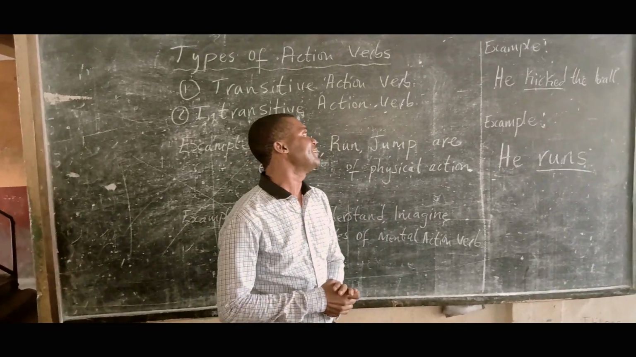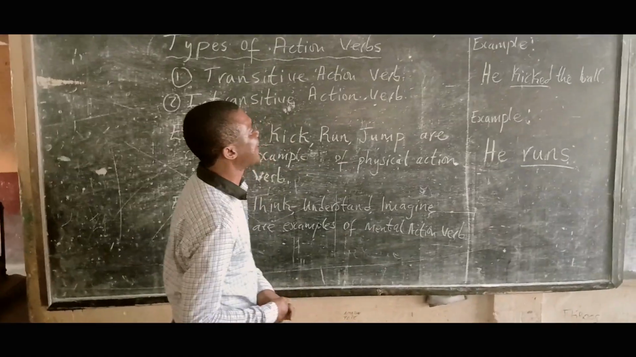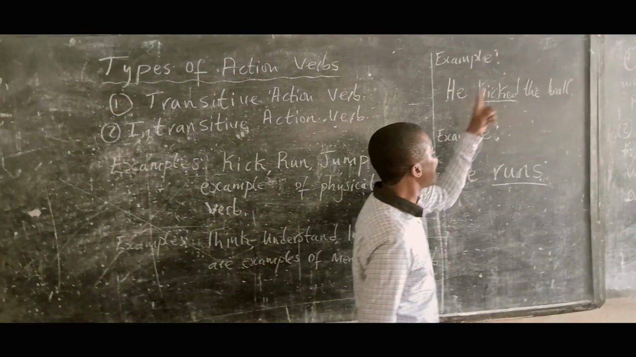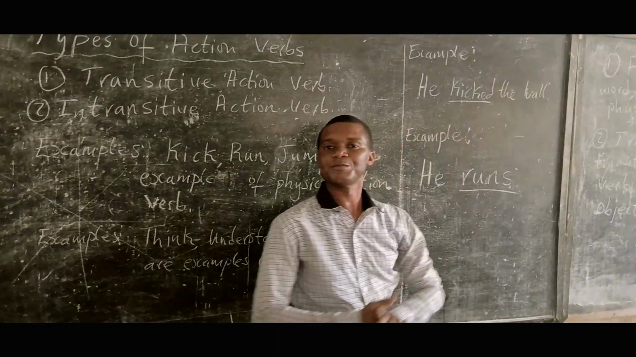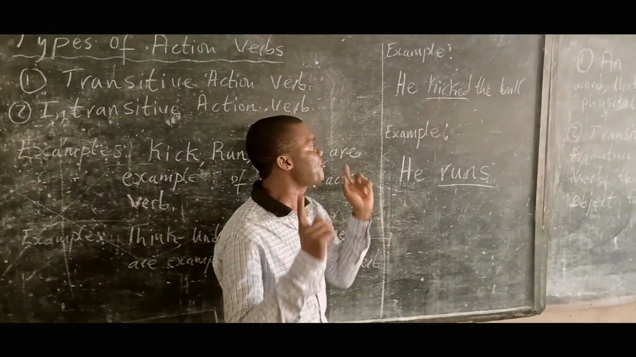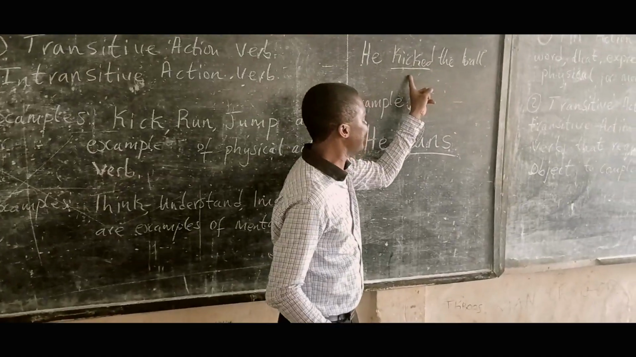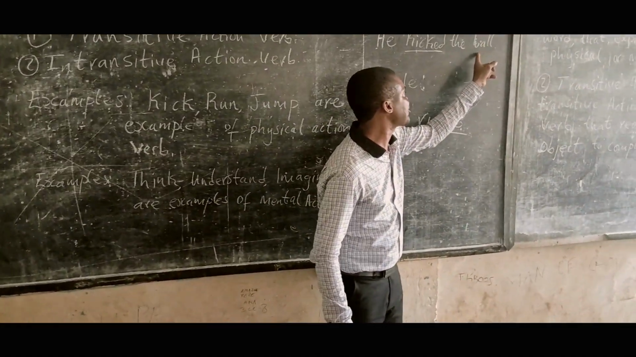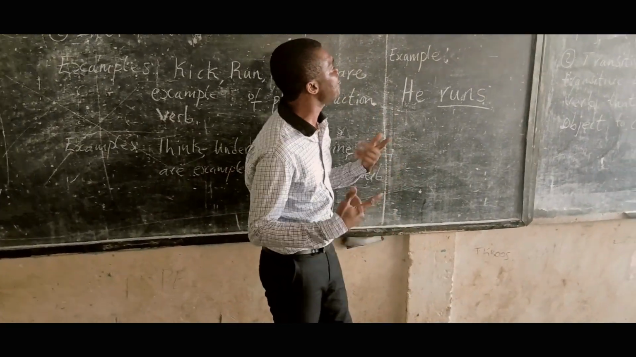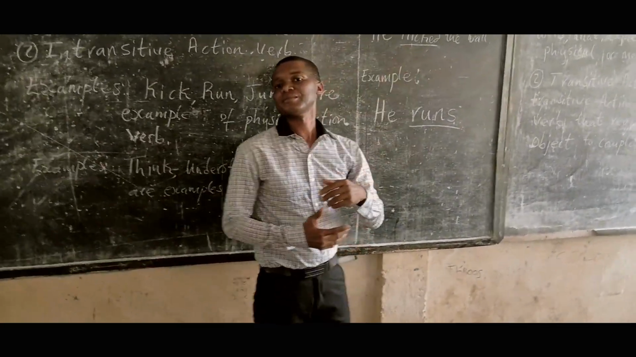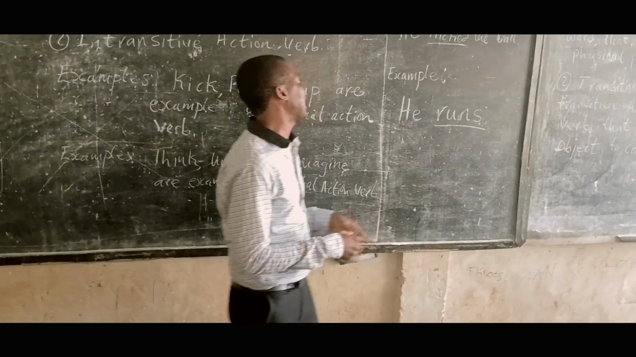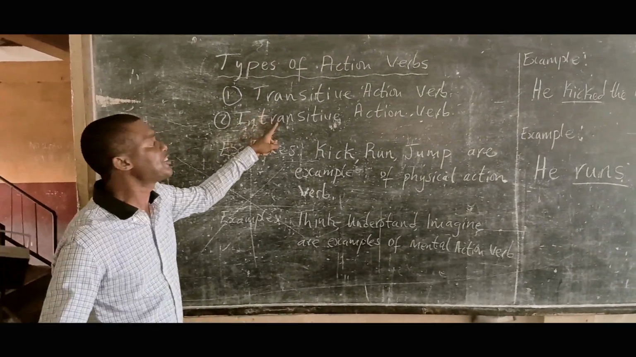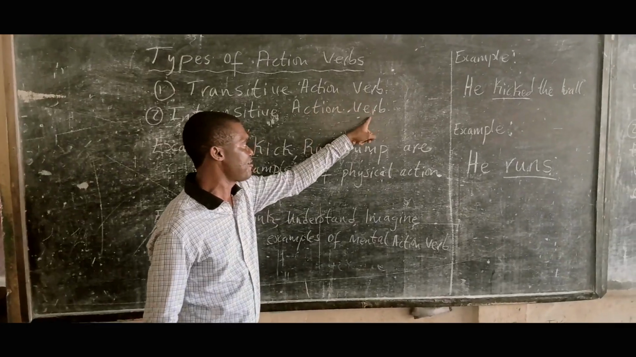Okay, children. Now, let's take a look at this example, which says he kicked the ball. The transitive action verb is kick, and the direct object is the ball, which completes the transitive action verb kick. Now, let's take a look at the number two type of action verb, which is intransitive action verb.